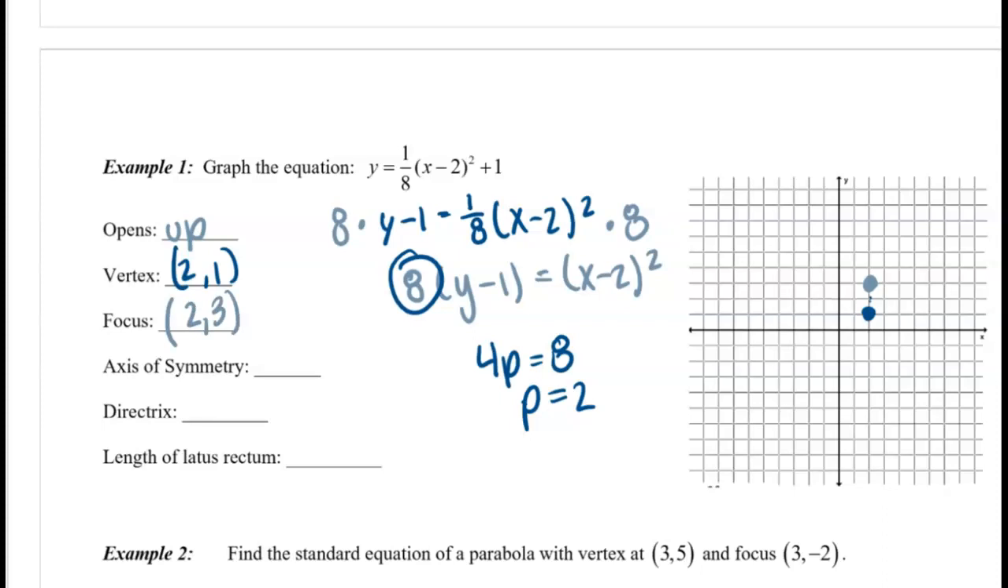And then for my directrix, I'm going to go down 2. Since I'm opening up like this, I'm going to have a horizontal line because that needs to be perpendicular to my axis of symmetry. So I have that at y equals -1. My axis of symmetry is going to go straight through these things, so x equals 2.